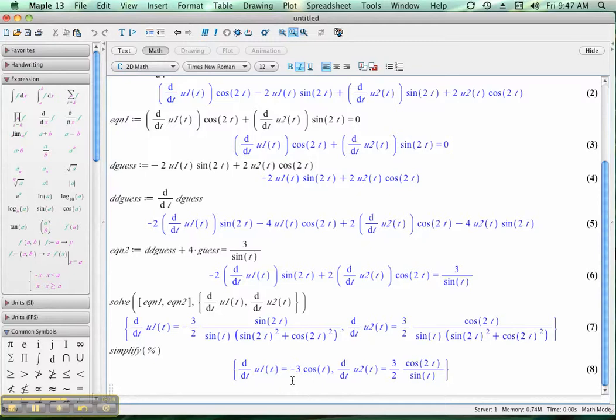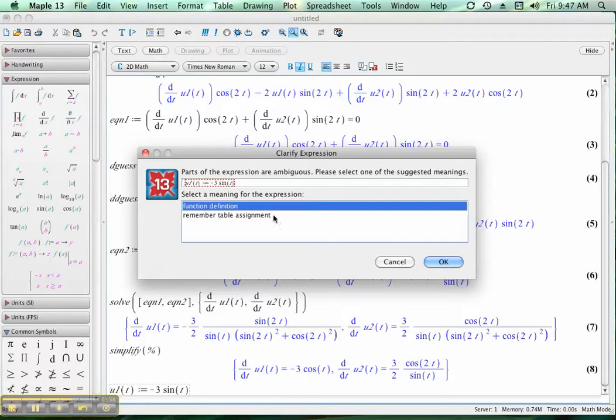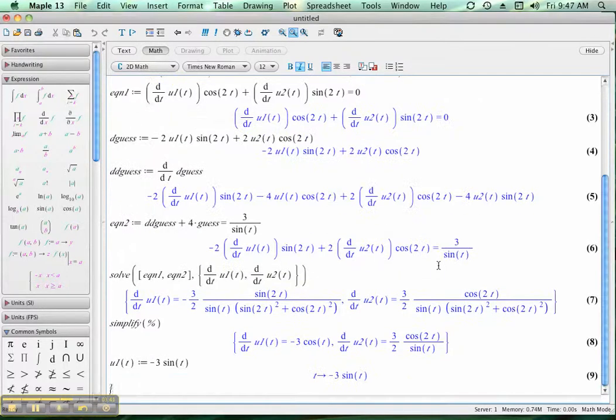So much better. Please note what's happened here. I have these formulas that tell me what the derivative of u1 and u2 are. Well, heck, I now know what u1 of t is, because it's just the antiderivative of that. That's negative 3 sine of t. Maple's going to complain, and I'm going to say use that as a function definition. Cool. So I know what u1 is.